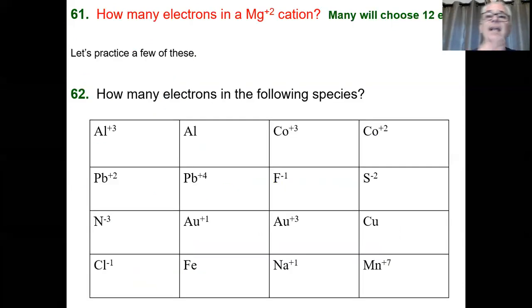Now, how many electrons are in these particular ions? The magnesium positive 2 ion. Now, magnesium has 12 electrons.